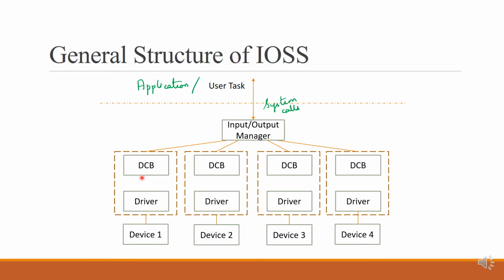The actual transfer of information between user and the device will be carried out through the driver. We will have a driver software for every device. So device 1 has its own DCB and driver, device 2 has its own DCB and driver, like that for 3 and 4. The actual transfer is taken care of by the device driver. So what is this device driver? It is nothing but a program to control a particular type of device.